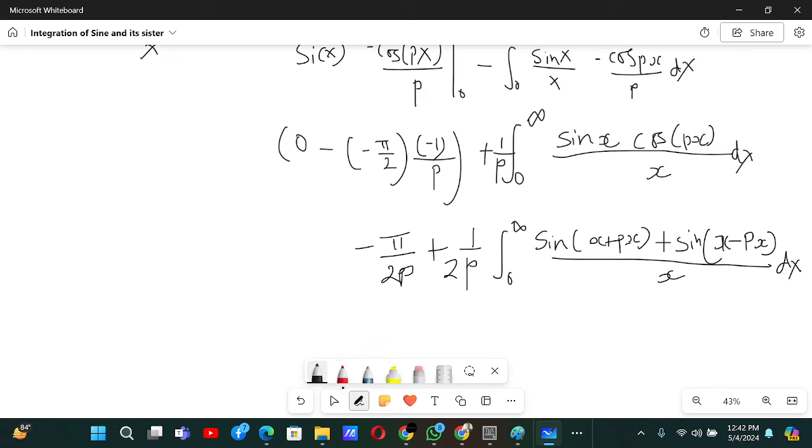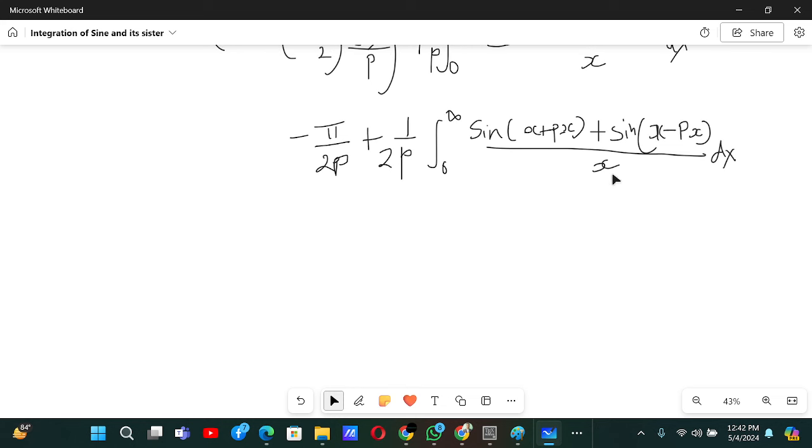Okay, now we know that for this case, 1 minus p can either be greater than 0, in which case this thing over here is positive. If 1 minus p is less than 0, this thing over here is negative, and if 1 equals p, this thing over here is 0. So it depends on the value of p. So we will basically have 3 answers.